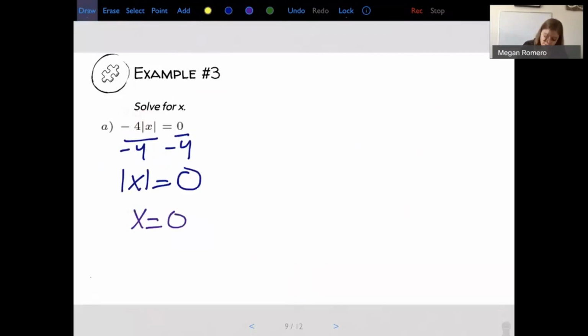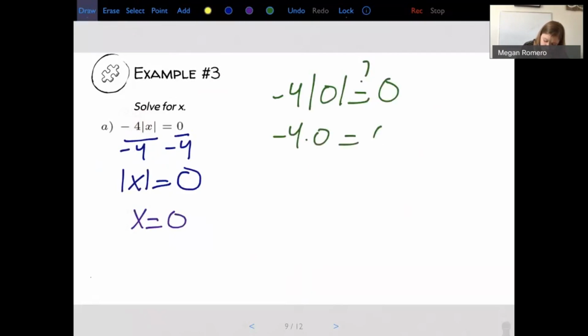And if you wanted to plug it back in to check, we would plug 0 into the original. The absolute value of 0 is 0, negative 4 times 0, and we end up with 0 equals 0. So the answer checks out.